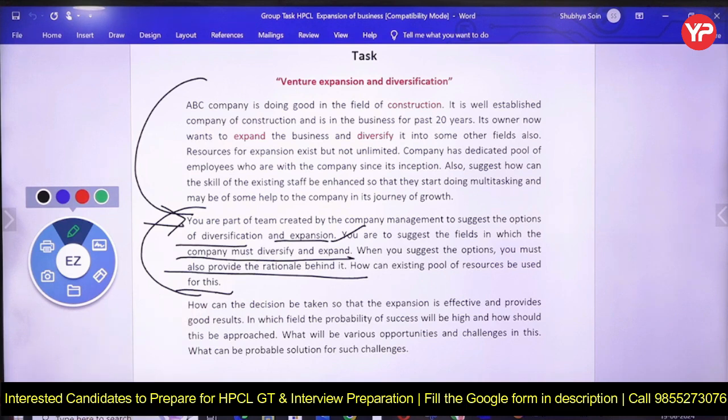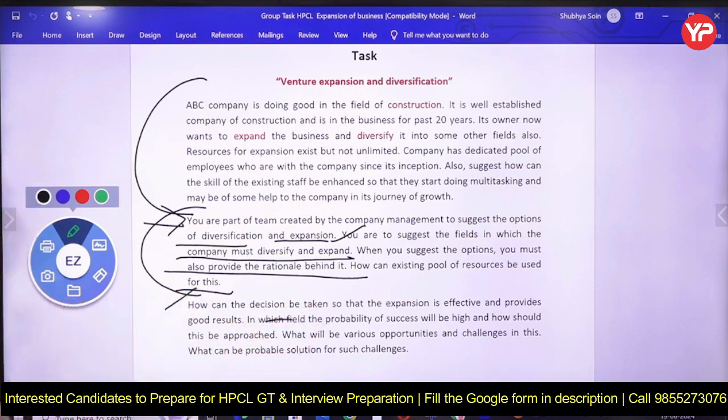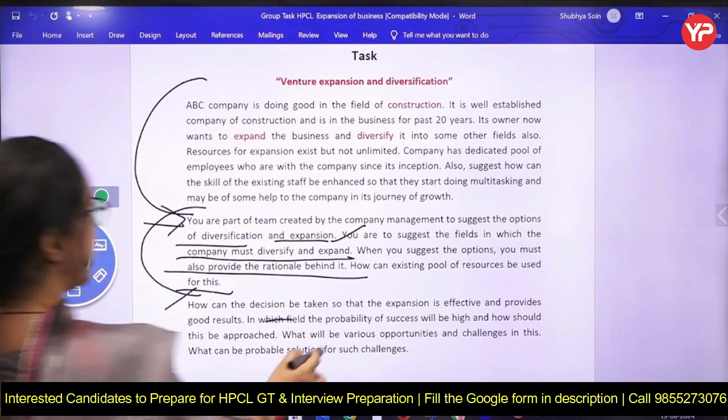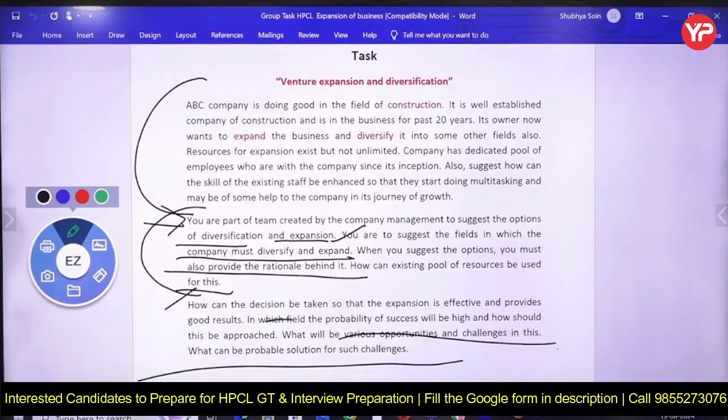How can the decision be taken so that expansion is effective and provides good results? In which field is the probability of success high? How should this be approached? What will be the various opportunities and challenges in this? So this is the entire thing that you need to understand.